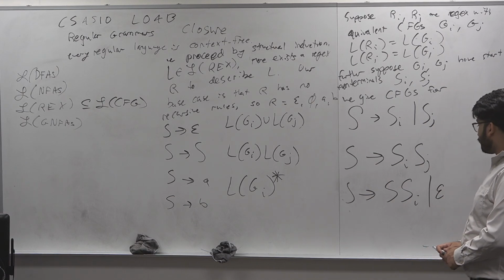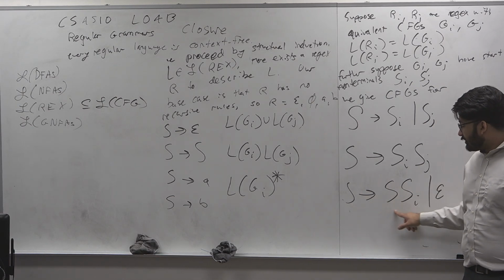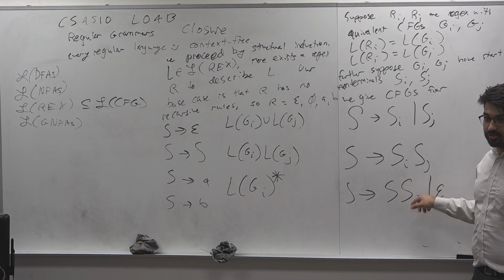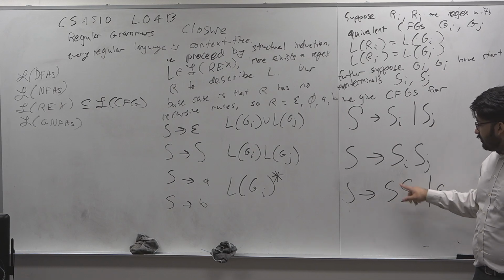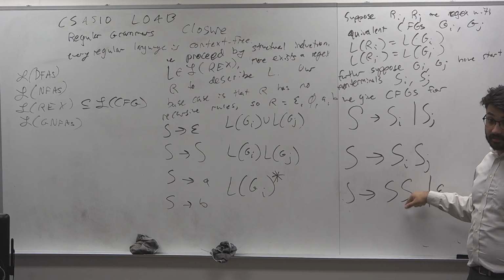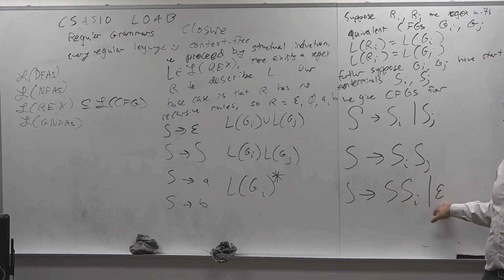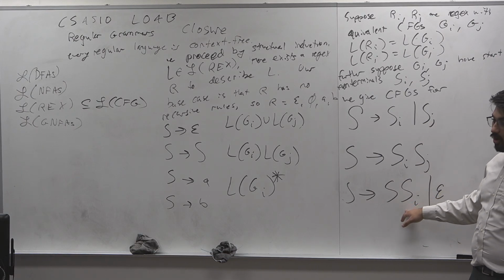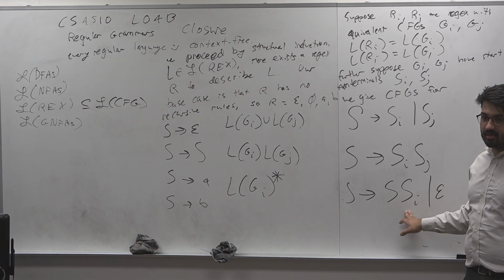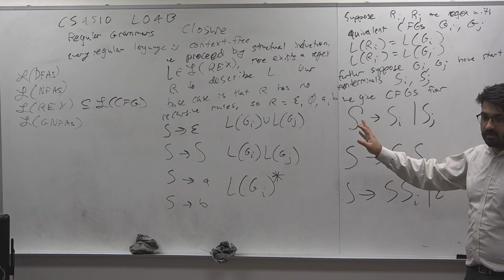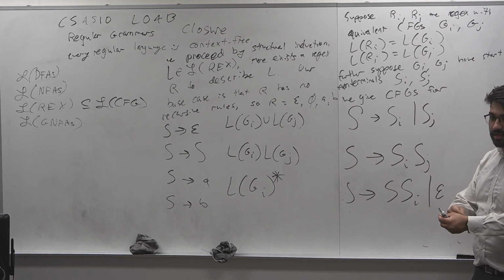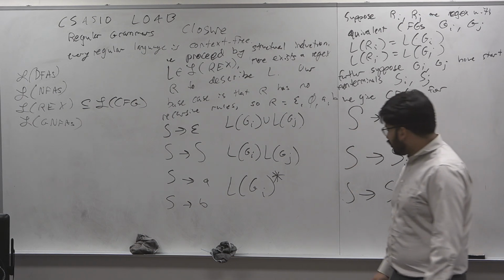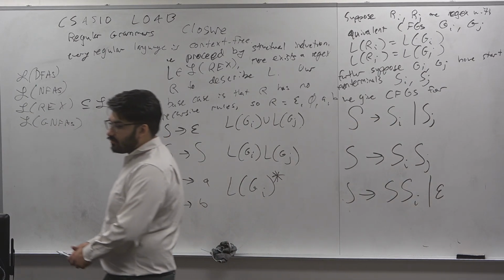That sounds right. So S is going to go to SI, which basically means you apply this production some number of times. This is going to produce SI, SI, SI, SI, or none of those, right? Then each of those is going to perhaps be some word in the language of GI. So those are going to be concatenated. So this is 0 or more copies of the words of SI.